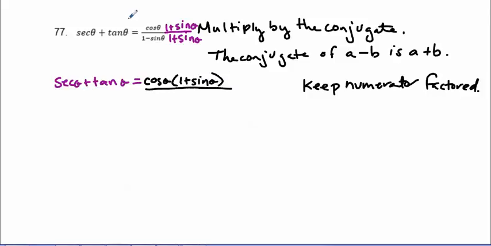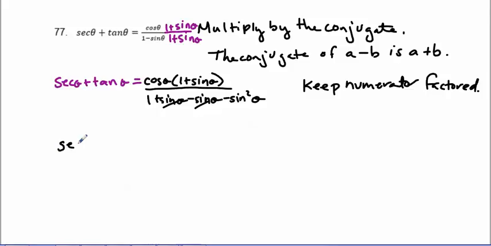And then in the denominator, 1 times 1 is 1. 1 times sine theta is sine theta. Negative sine theta times 1 is negative sine theta. And negative sine theta times sine theta is minus sine squared theta. So now you see your sine theta and your negative sine theta cancel out. I have the difference of squares, and I'm going to do a Pythagorean substitution to see if I can get this down to one term.